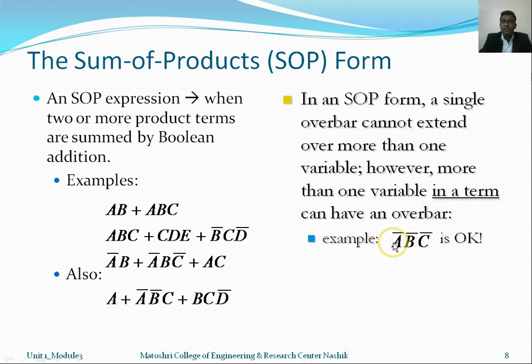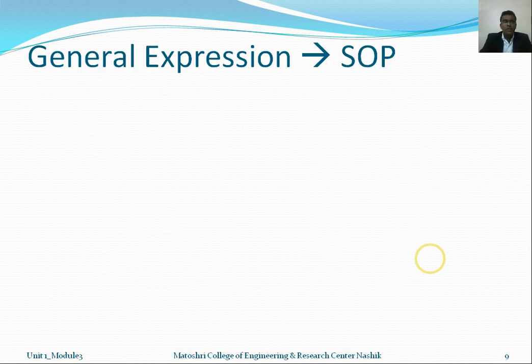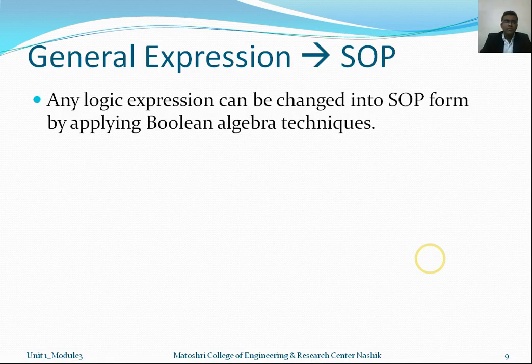Here an example is shown: A is individually complemented, B is individually complemented, C is individually complemented. So this product term is okay, allowed, a valid term in the case of SOP form, but the whole complement is not allowed. That is the general expression for SOP.